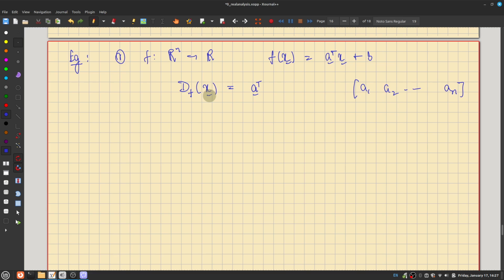Dimensions. If you have a function from Rn to Rm, the derivative is an m by n matrix. The gradient of f at x is going to be the transpose of this, so it's going to be an n by 1 matrix, right?